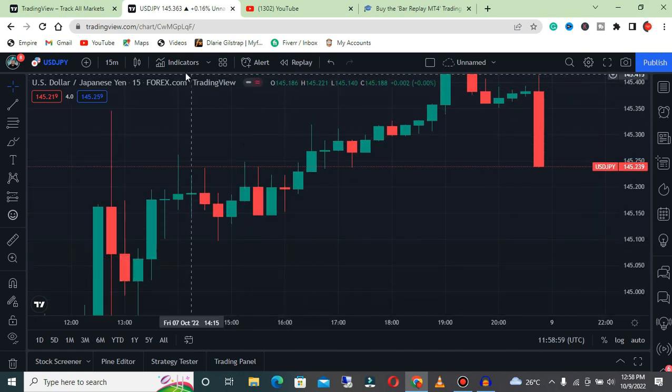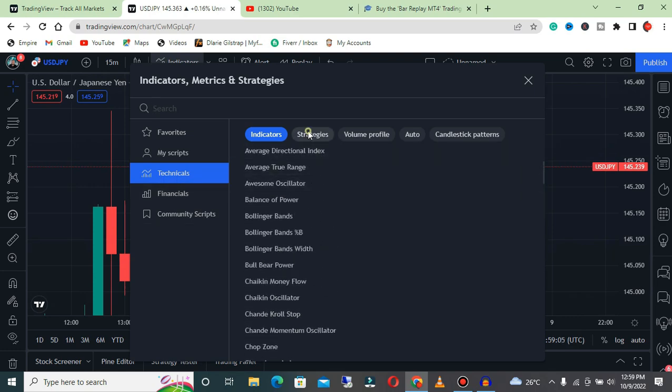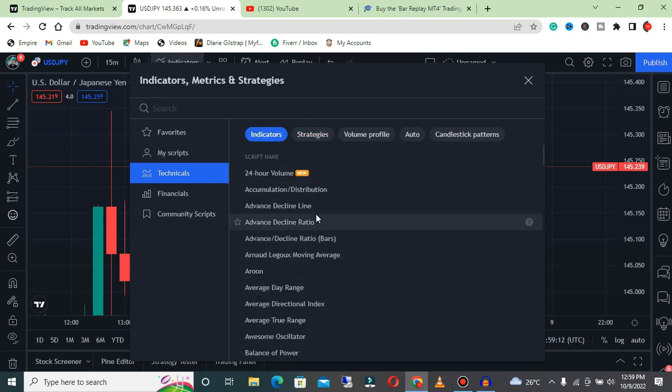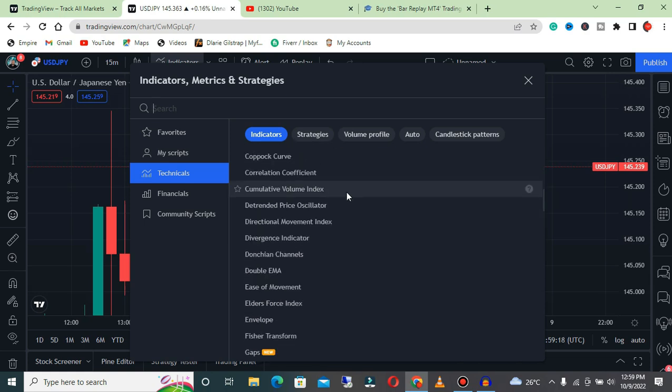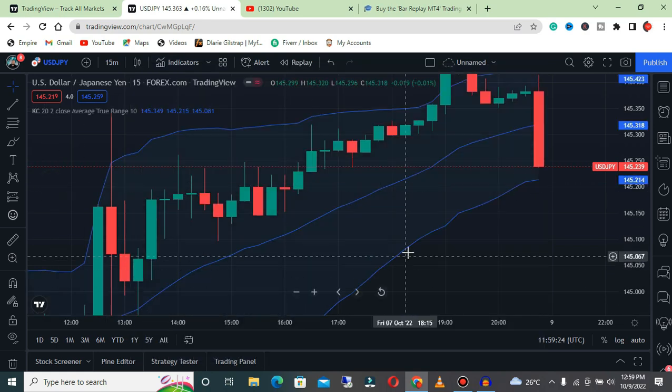So we have different kinds of indicators. As you can see, if I click on this strategy, these are the strategy indicators that you can download here. These are just the normal indicators that everyone uses. We have oscillators, we have Bollinger Bands, we have Keltner channel, we have a lot of things. This is the Keltner channel right here. If I click that, this is how Keltner channel looks.